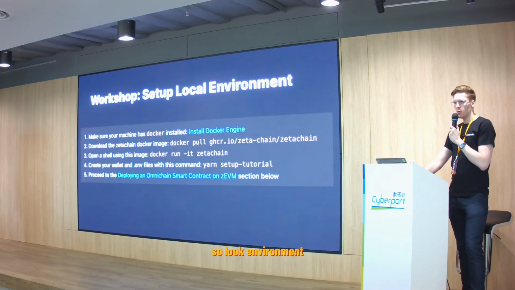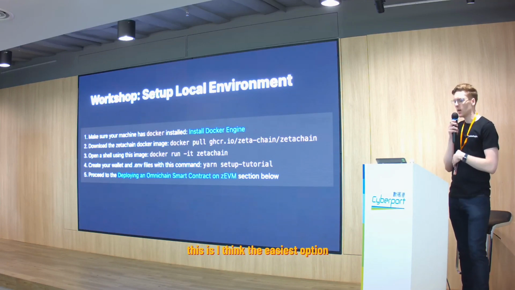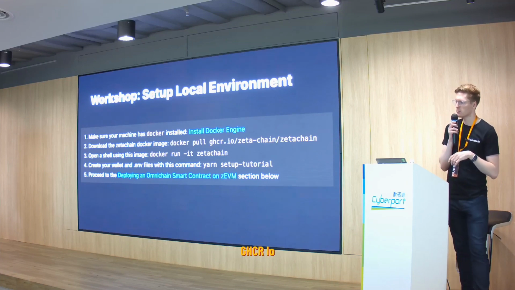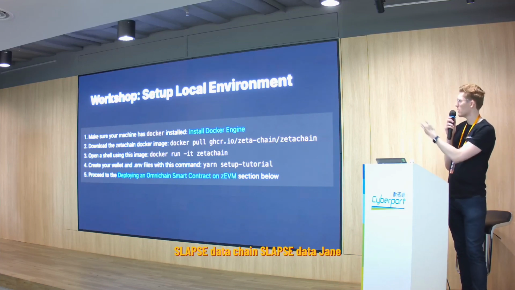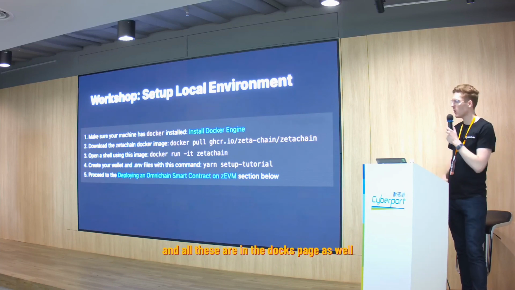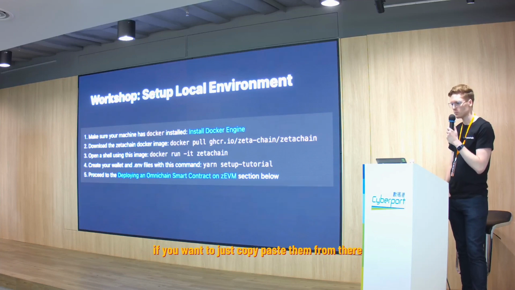So, local environment, if you have Docker installed and you're familiar with it, this is, I think, the easiest option. You can just run docker pull ghcr.io/ZetaChain/ZetaChain. And all of these are in the docs page as well, if you want to just copy paste them from there.